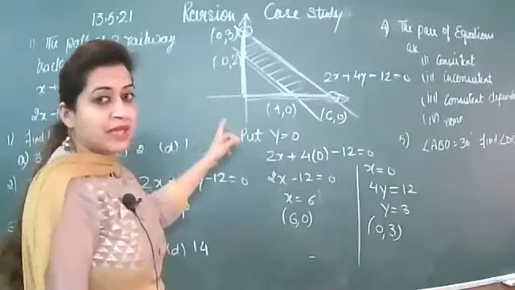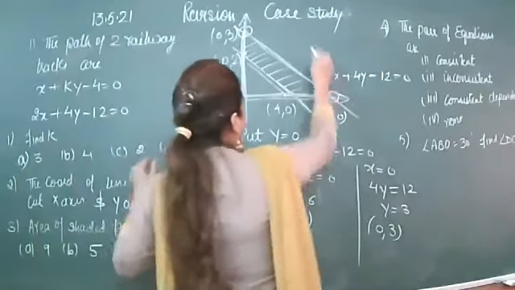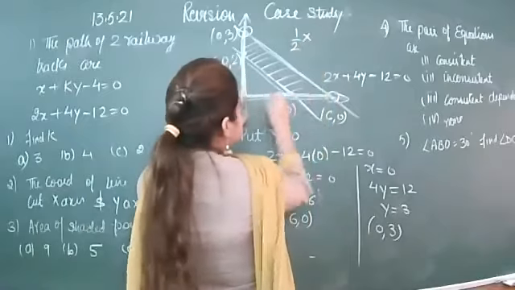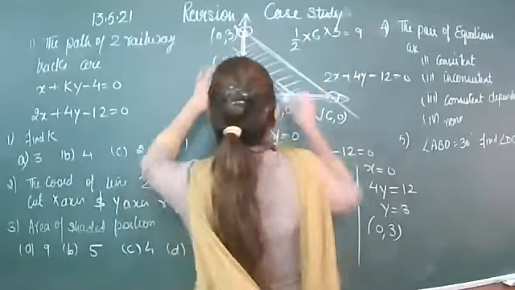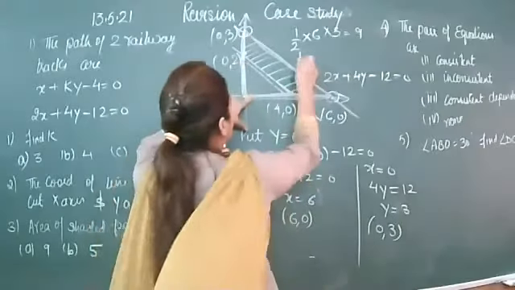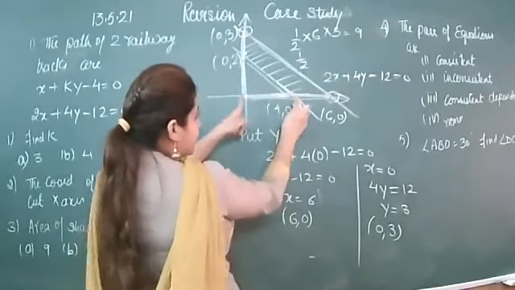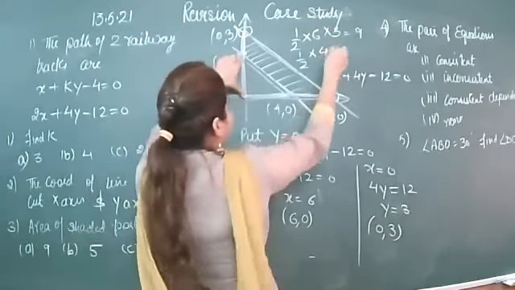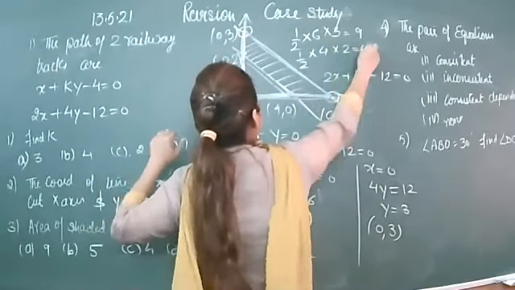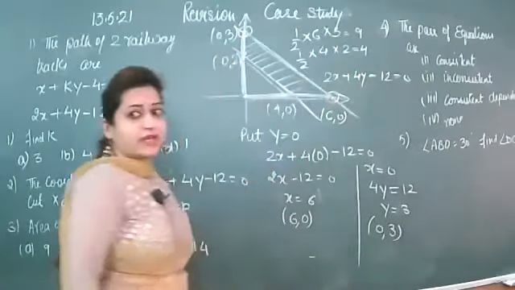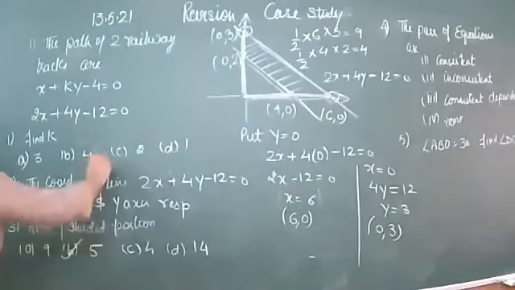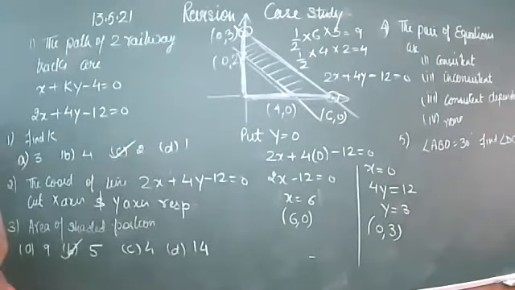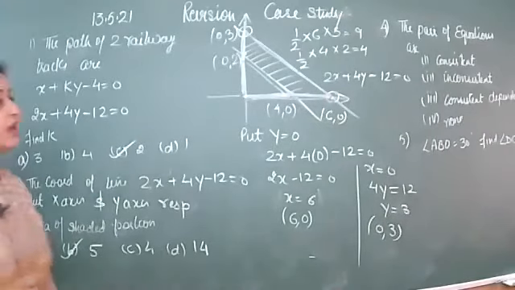What is the area of the bigger triangle? Half into base is 6, height is 3, that is 9. Area of the small triangle, half, base is 4, and height is 2. Answer is 4. 9 minus 4 is 5. This option is correct.